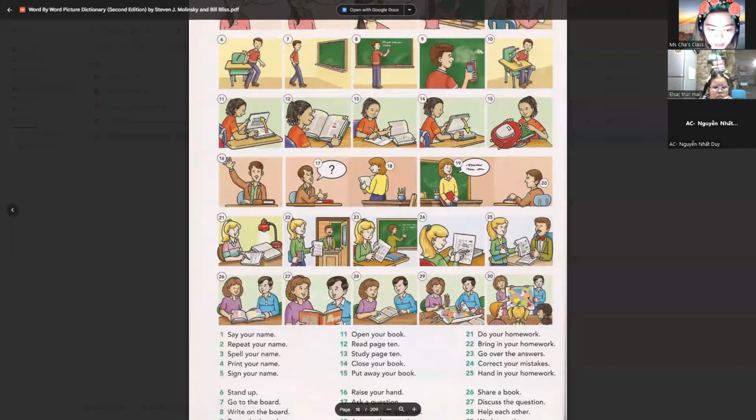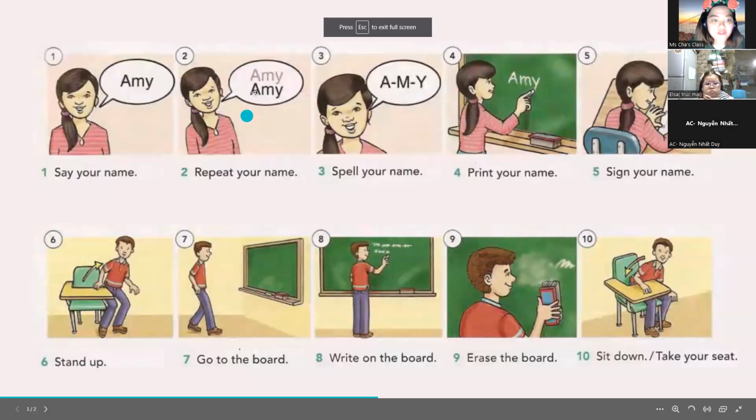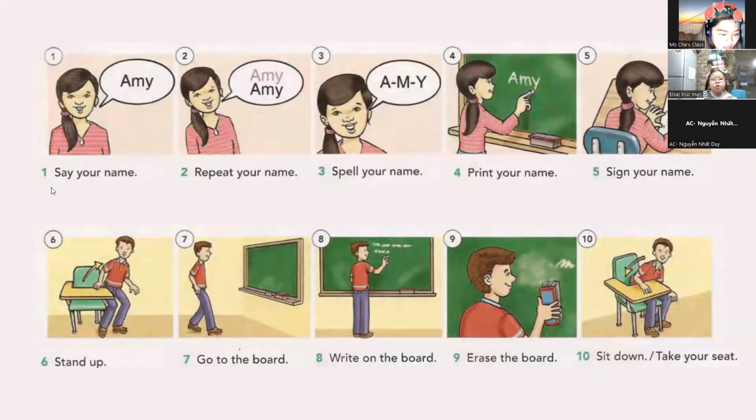Okay. So I put it in a slide so that you can analyze it really well. All right. So the first one in classroom actions is number one. Please say your name. Repeat your name. All right. When you say your name, it's like, what's your name? Say your name.